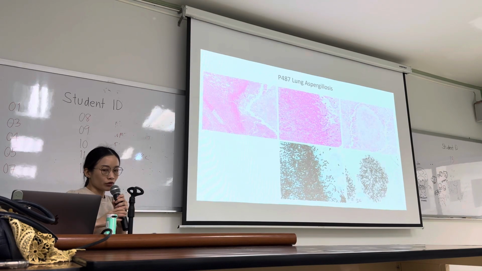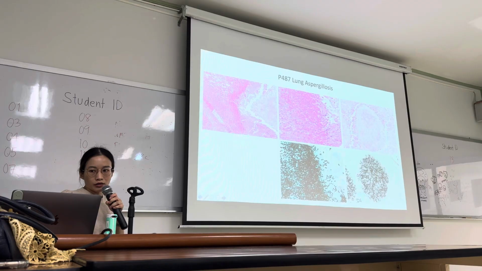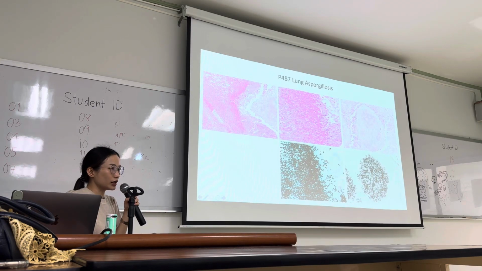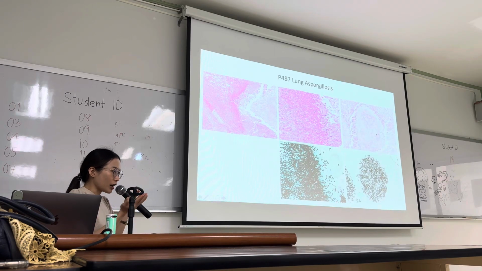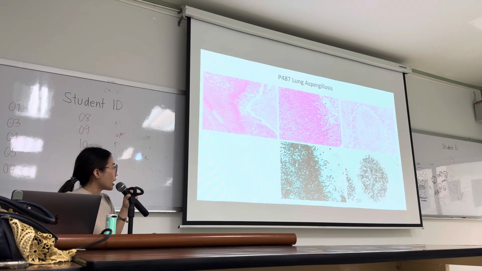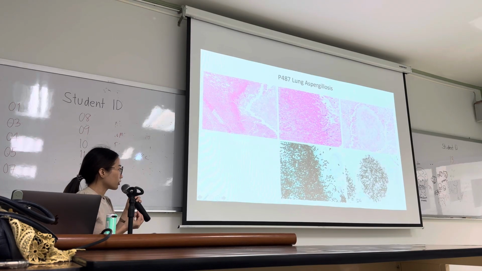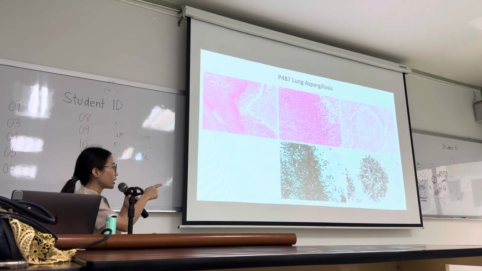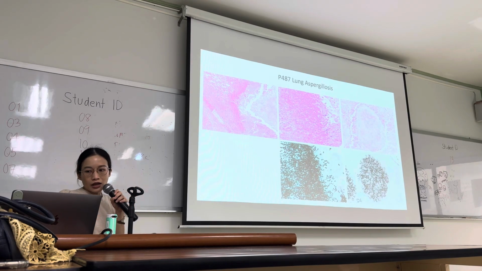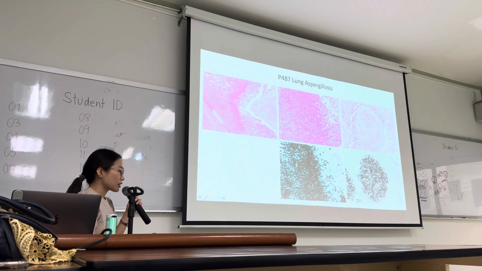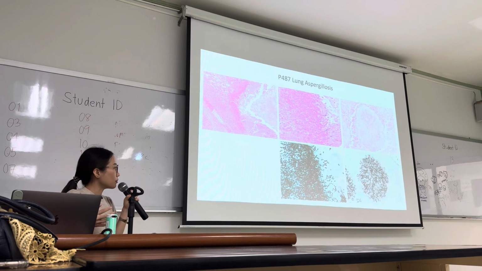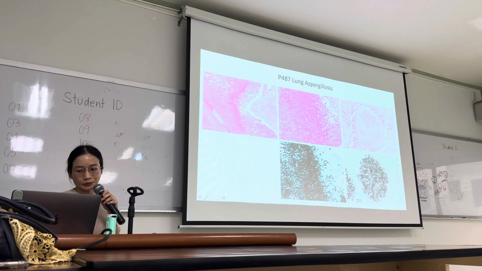When you look under the microscope, you can see these circular things inside the tissue. These are fungal balls as well, at the microscopic scale. And to observe the fungi more clearly, we use silver stain. Silver stain will stain the fungi in black color. So you can observe the dichotomous branching and filamentous fungi more clearly this way.